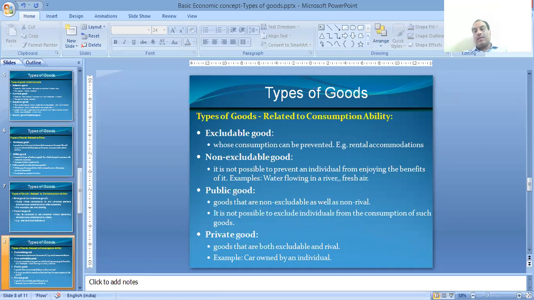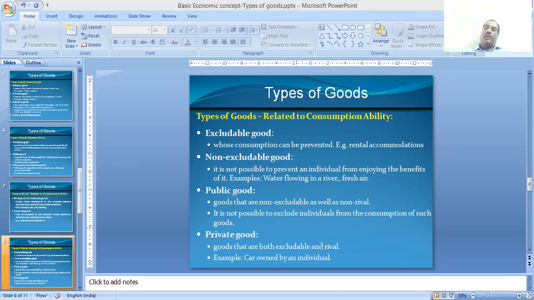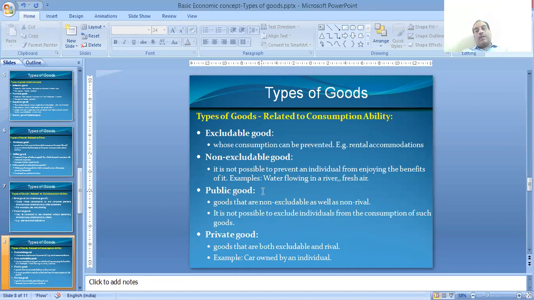Non-excludable goods: it is not possible to prevent an individual from enjoying the benefits of them, for example, water flowing in a river, fresh air. These are all available in nature in abundance, and anybody can use them. You can't prevent it. Then public good.